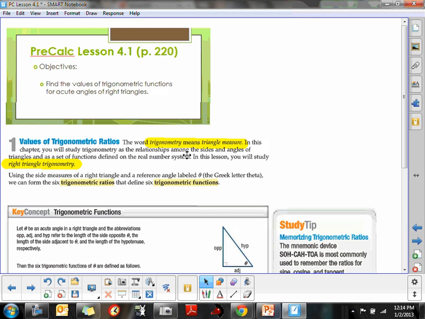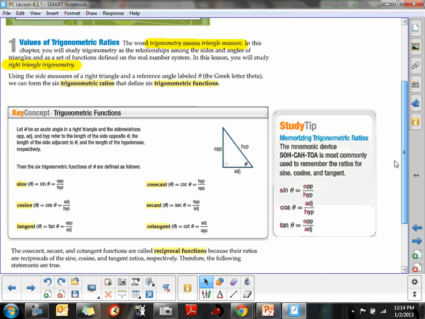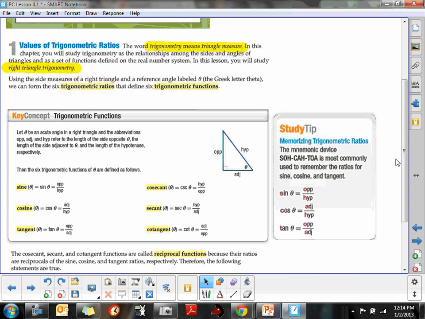So here's the first part of our objective. We're going to find the values of trig functions for acute angles of right triangles. In this first key concept, what they're going to show you are the definitions that we're going to be using to solve these right triangles. And some of these you're very familiar with. You've studied SOHCAHTOA at least once before. SOHCAHTOA is an acronym that helps us remember the sine, cosine, and tangent. We're going to add on three new ones, and that is the cosecant, secant, and cotangent.